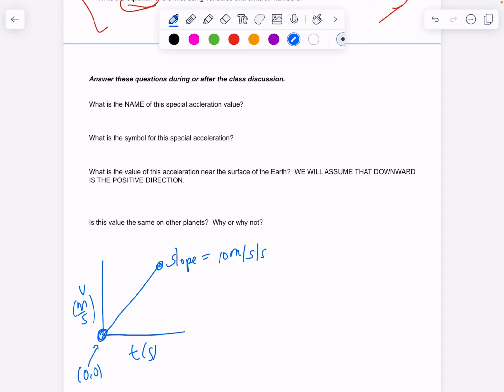That's a value that we use just to make the calculations a little bit easier, which is fine and accepted, even on the AP Physics test. All right, so the name of this special acceleration value is called the acceleration due to gravity. You never just want to say the word gravity. You want to say the acceleration due to gravity.